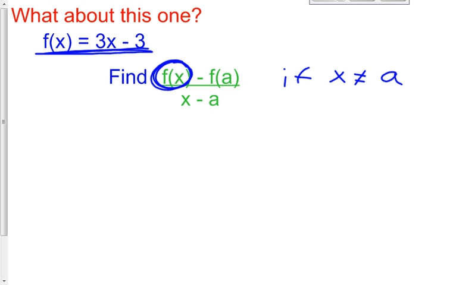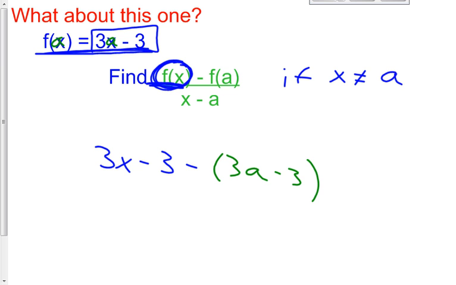Here's f of x. So f of x is 3x minus 3. So let's put 3x minus 3. That takes care of this part. Now you're subtracting f of a. So if I were to put an a right here, I'd also have to put an a right here. So we're subtracting 3a minus 3. Instead of f of x, this is now f of a. So I'm just going to put an a in for x. So I get 3a minus 3. That divided by x minus a.